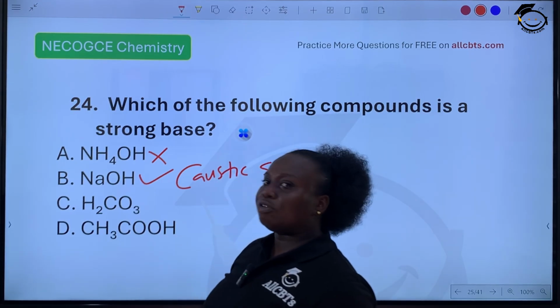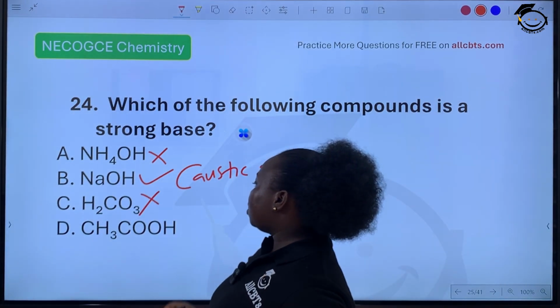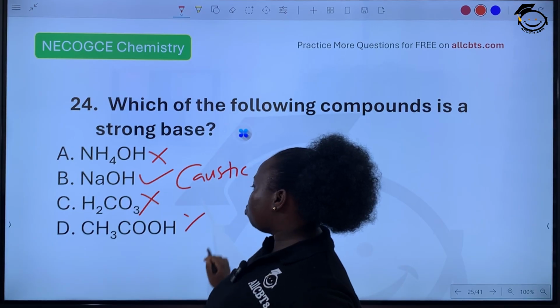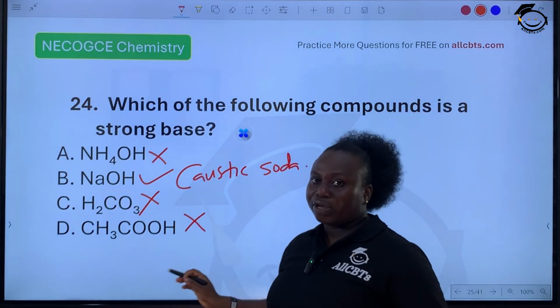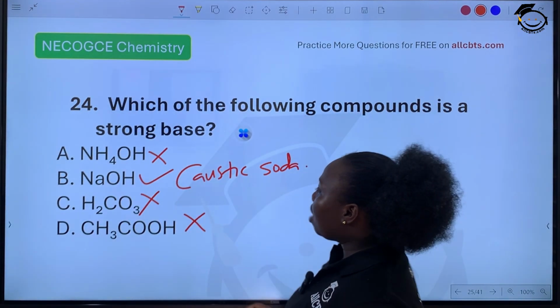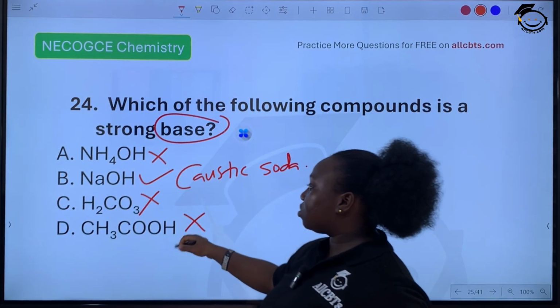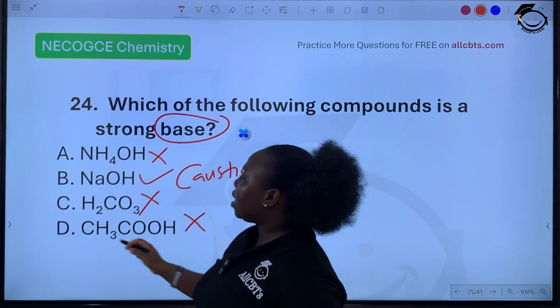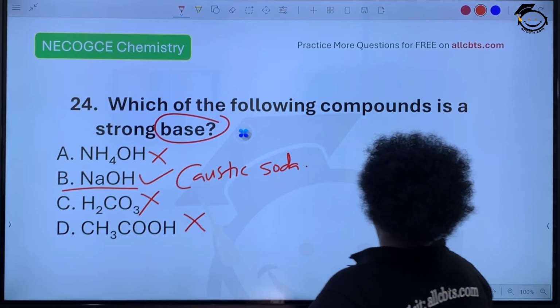H2CO3 is a weak acid. Then COOH is a weak acid also. This is alkanoic acid, and all alkanoic acids are weak acids. But we're talking about bases, so we have no business with acids. So our answer is option B, NaOH.